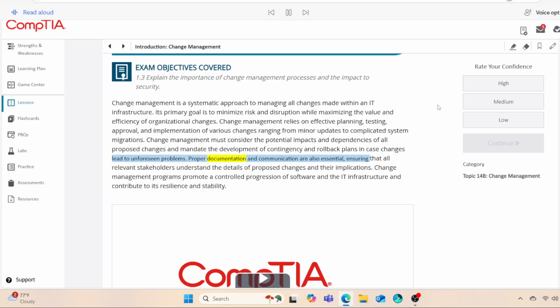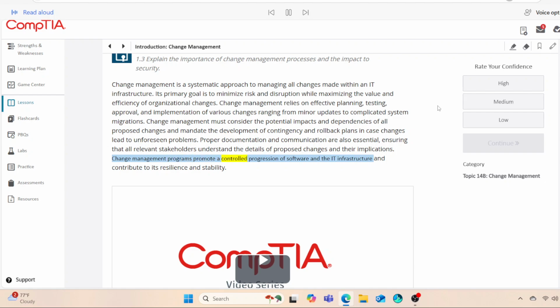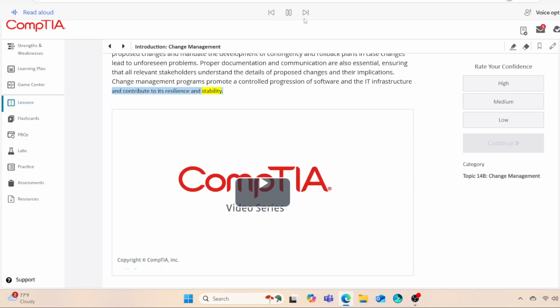Proper documentation and communication are also essential, ensuring that all relevant stakeholders understand the details of proposed changes and their implications. Change management programs promote a controlled progression of software and the IT infrastructure and contribute to its resilience and stability.